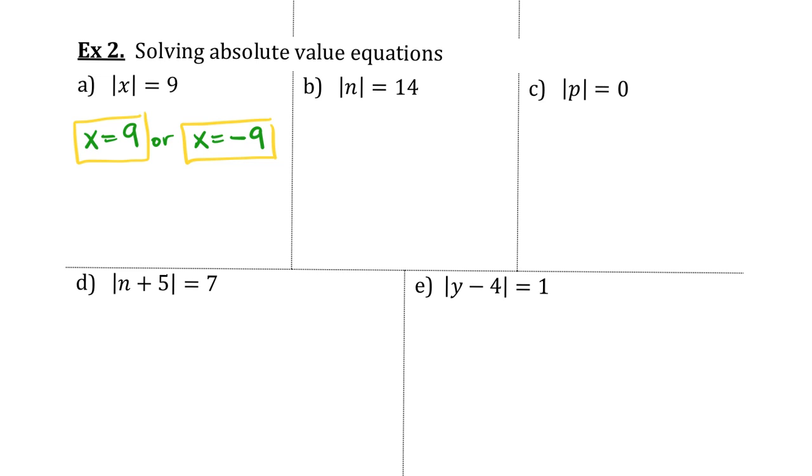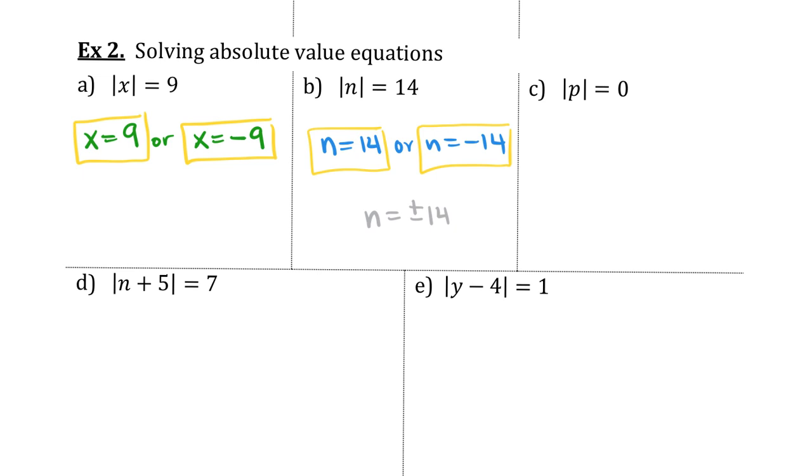Okay, so for B, the absolute value of n is 14. What is n? Exactly, n could be 14, or n could be -14. I'm going to write it out, but I'm going to show you a lazy way to write it if you prefer. This is the lazy shortcut way to write this. If I want to say n is 14 and -14, we say n is plus or minus 14, and that just means n is +14 and -14, but it's kind of like a shortcut way to write it.